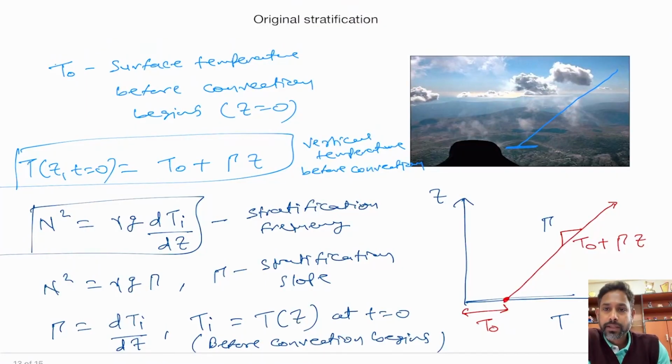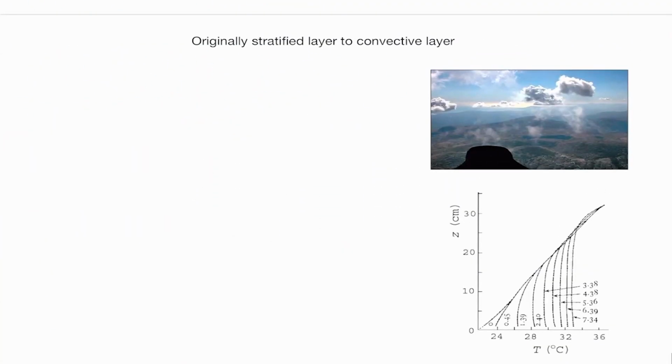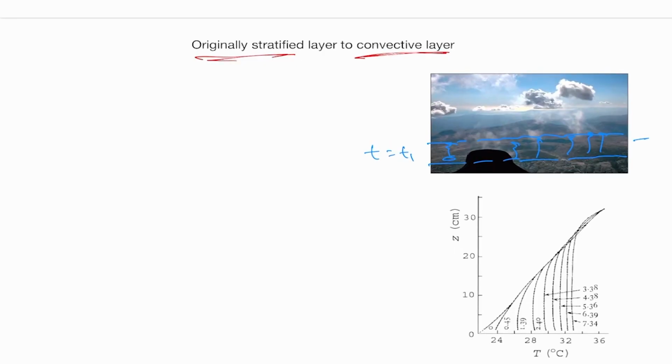Obviously this stratification slowly goes away and we start getting a particular temperature profile in the system, and that goes into a convective layer. So what was originally stratified becomes more like a convective layer. Okay, so if we again consider this example where we have this convection happening, so with time, at let's say time t equal to t1, this layer of the fluid has come under the convection, and this will actually achieve a constant temperature. So let's say that is capital T, capital T1.